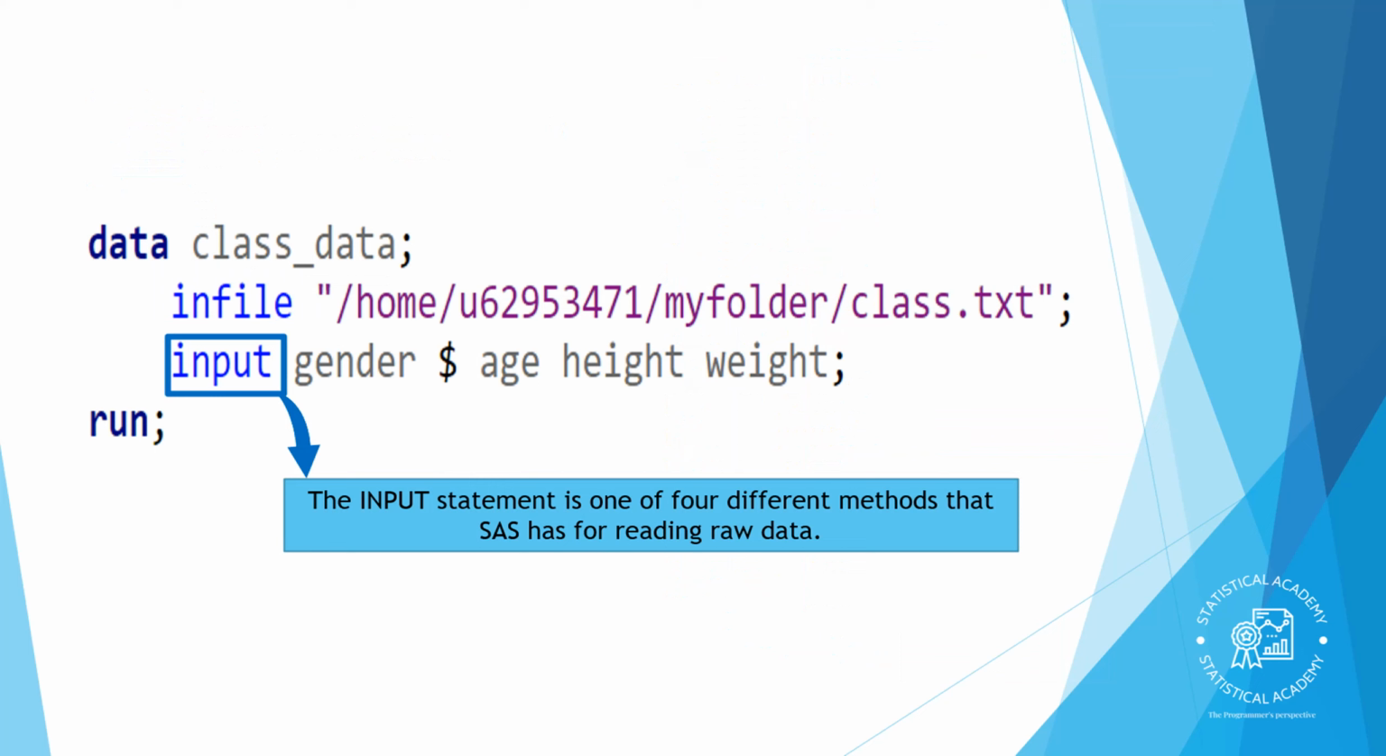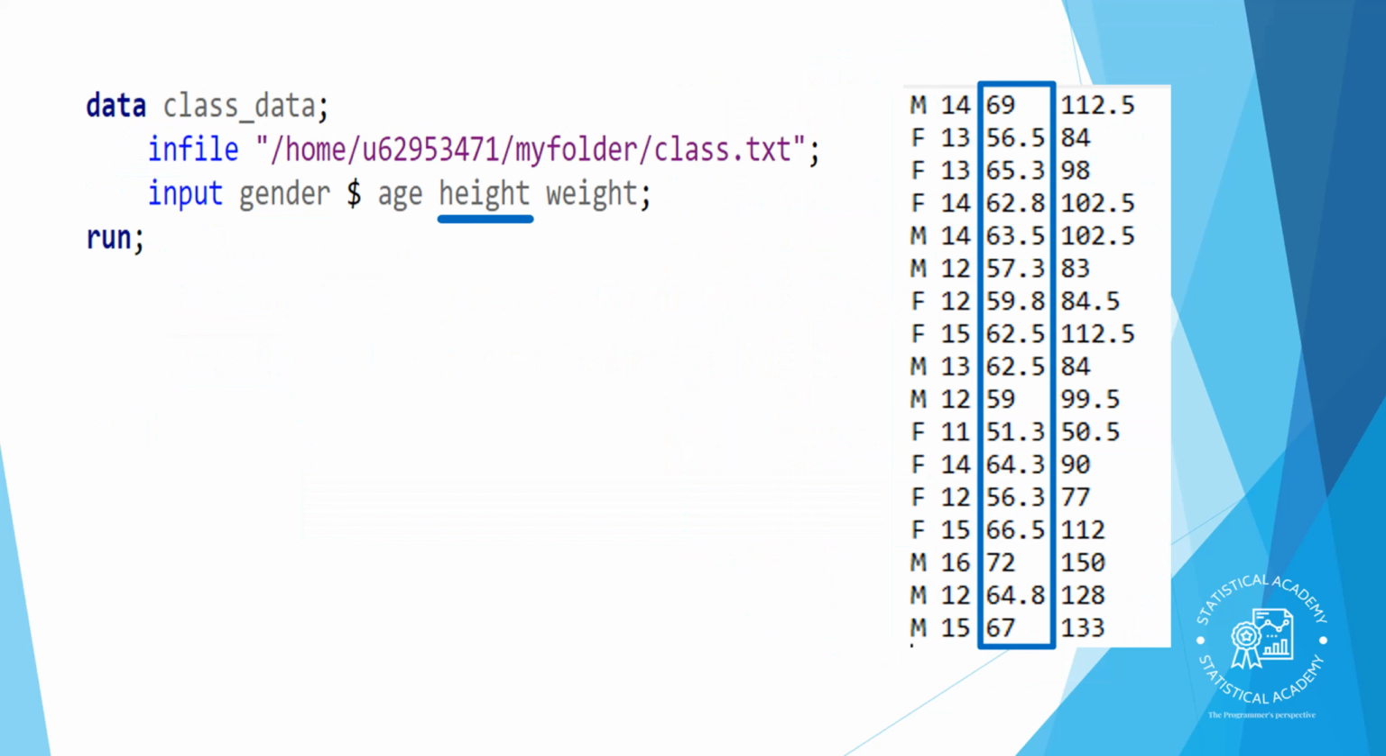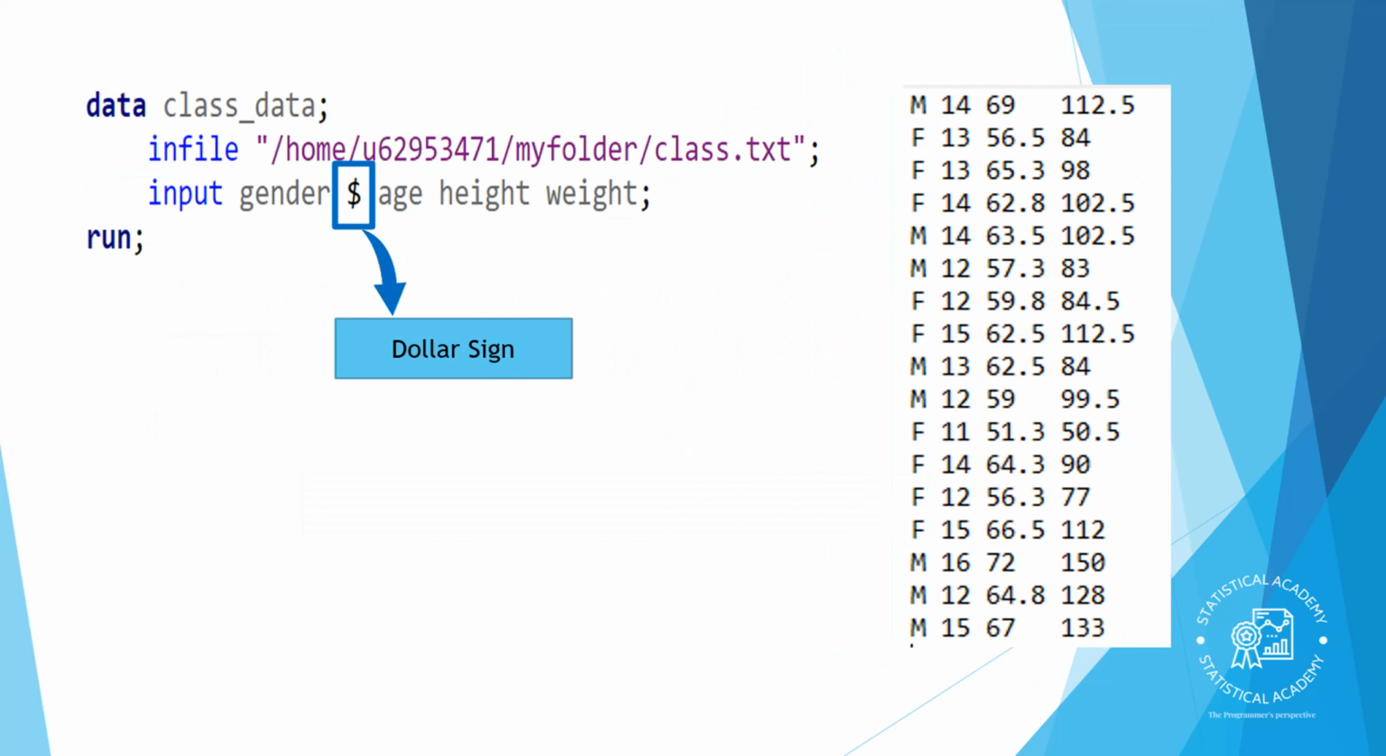When you use the list input method for reading data, you need to list only the names you want to give each data value. In our case, names for data values are gender, age, height, weight. Please notice the $ sign following the variable name gender. The $ sign following any variable name tells SAS that values for those variables are stored as character values. Without a $ sign, SAS assumes values are numbers and should be stored as SAS numeric values.